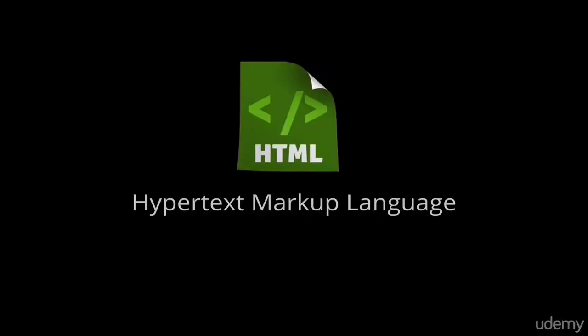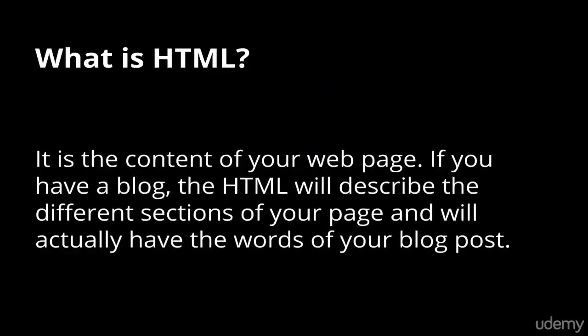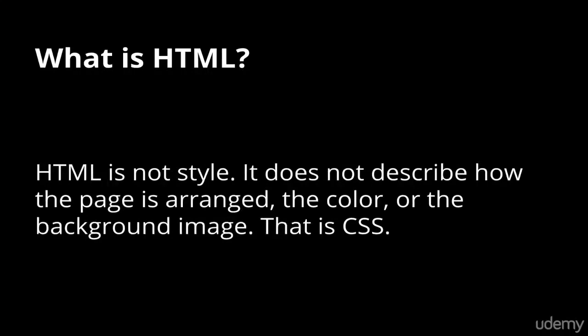In this video, you will learn what HTML is and how it differs from other programming languages. So HTML is the content of your web page. If you have a blog, the HTML is the words and headings of your blog post. It's the paragraphs. It is the actual what on your web page. HTML is not the style. CSS is the style. So as HTML is the what, CSS is the how.